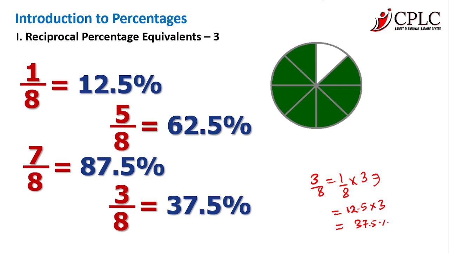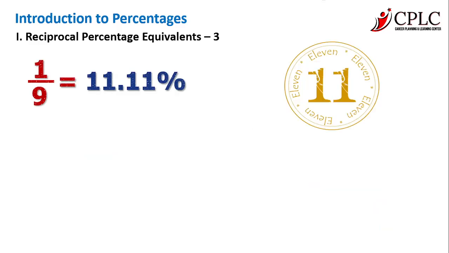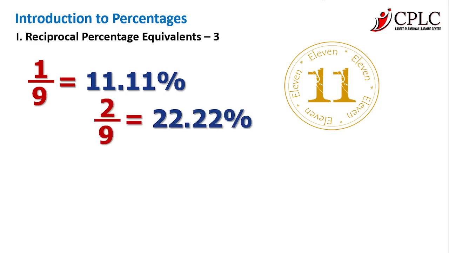Moving on to the next one, 1 by 9. 1 by 9 we already knew, 11.11%. Then the next one is 2 by 9, which is similar to what we have done earlier. 1 by 9 into 2, that is 11.11 into 2, which is 22.22%.